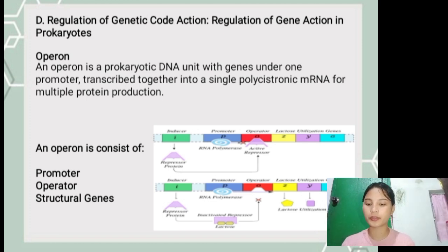An operon consists of a promoter, operator, and structural genes. The promoter is the DNA sequence where RNA polymerase binds to initiate transcription.